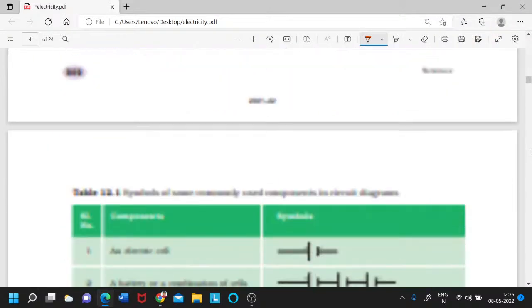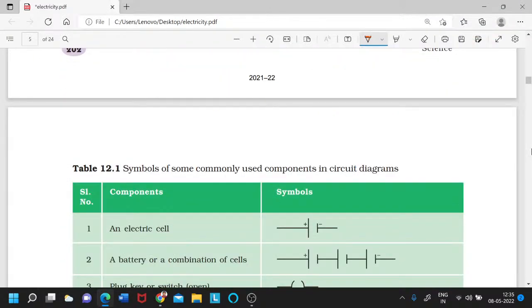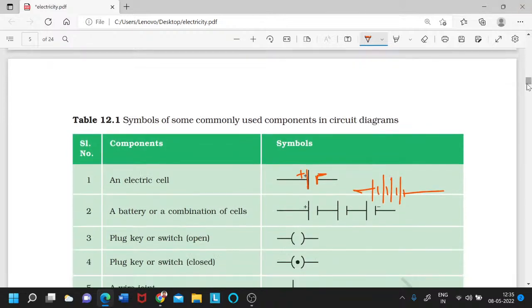Third question. We'll see the symbols. Only one positive and one negative like this, we call a cell. A combination of cells we can call a battery. 3 or 4 like that we can take. For example, in case I have it like this. This is one of the previous year questions. Like this is given, each one is 2 volt. What is the total voltage? Each cell is 2 volt, so the total voltage is 6 volt.